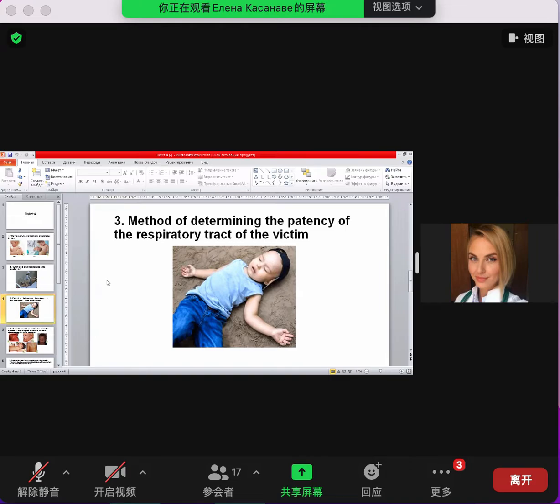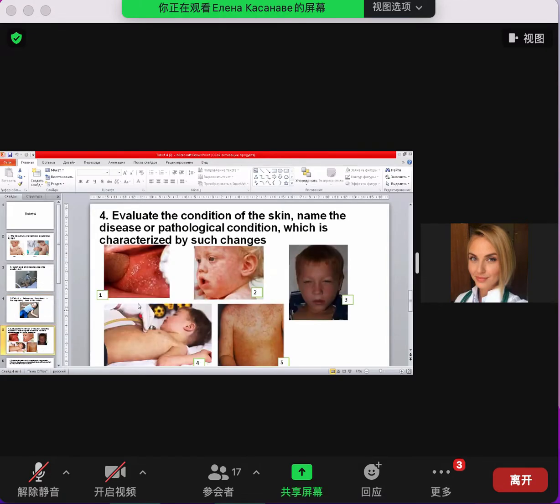CPR, okay. What is the ratio of CPR? 30 to 2? No, that's for adults. 15 to 1. 15 to 2 for teenagers, for younger children, I think. Like children less than 1 year, 3 to 1, because we need more airway, more breathing, being younger. Okay. But you are right. Okay, very good. Because we have no more time.